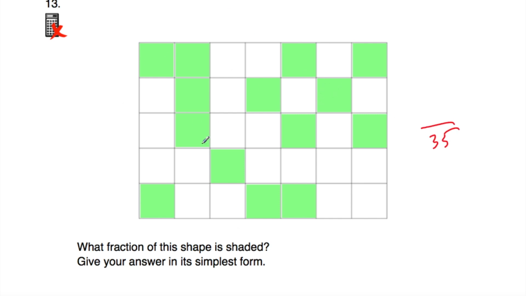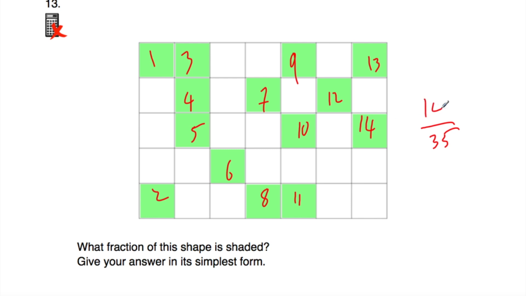And how many are shaded? 1, 2, 3, 4, 5, 6, 7, 8, 9, 10, 11, 12, 13, 14. So 14/35 of that shape is shaded. And it says to give our answer in its simplest form. Well, if we have a look at 14 and 35, in terms of common factors, the factors of 14 are 1, well, that's not going to be any use to us. 2, no. 7, because 2 times 7 is 14. And 35 is 5 times 7. So they're both divisible by 7.